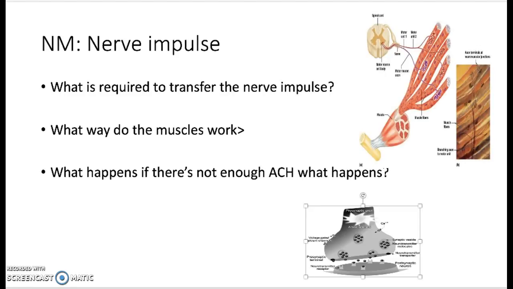Nerve impulse. Acetylcholine is required to transfer the nerve impulse across a synaptic gap at the neuromuscular junction and to initiate muscle contraction. The muscles work in an all or nothing law, and there has to be ACH or acetylcholine above the threshold and a contraction occurs. But if there's not enough acetylcholine, then the muscles won't contract because of the all or nothing law.